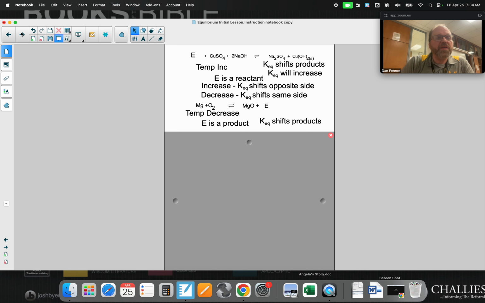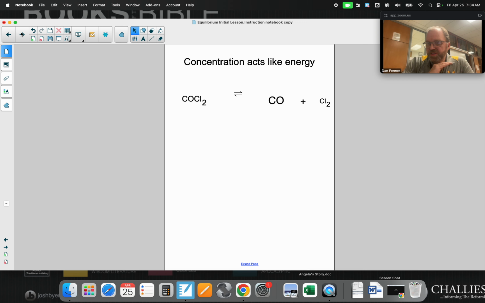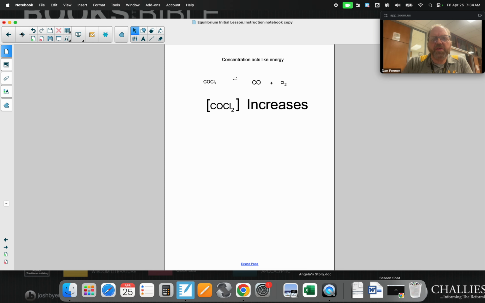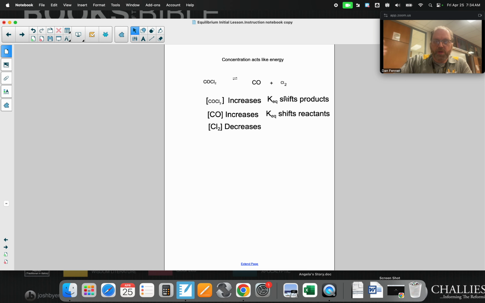All right, now, second concept, we say concentration. Concentration is exactly the same as energy. Whatever side it's on, increasing goes to the other side, decreasing goes to the same side. So let's try, we're going to increase CO2. So that's over here. So if I'm increasing it, it's going to make this bigger. It's going to shift this way. So that means it's going to shift to the products. If CO is increased, this is a reactant. So if I increase it, it's going to go the opposite way. It's going to go to the reactants there. And then if I decrease Cl2, we're pulling the plug here. It's going to go to where it is at. So that's going to go to the products in that way.